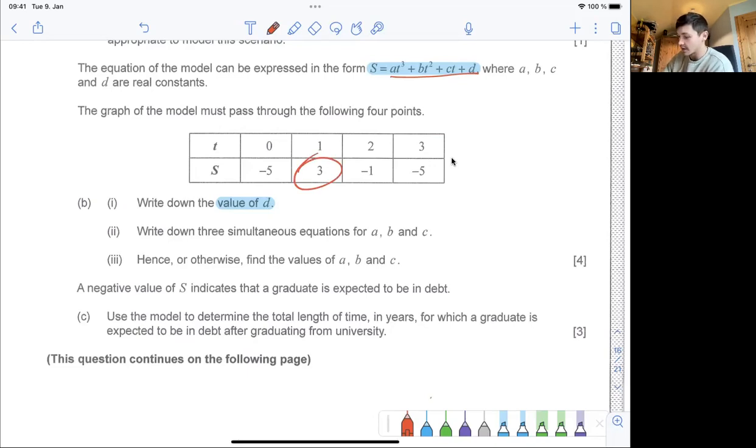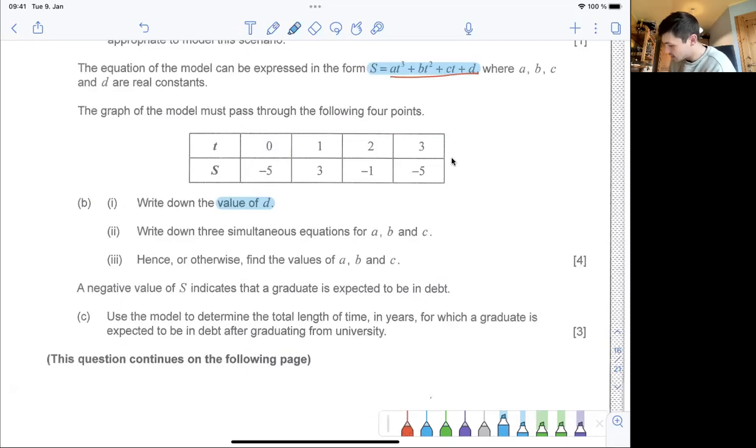So that could be our first one. And then subsequently, we're going to substitute 2 in for T in each part here, and then get a different coefficient for A, B, and C, and that's going to equal -1. And then we're going to substitute in T is equal to 3 into our model, and then we're going to get again a different coefficient for A, B, and C, and that is going to equal -5. All right, let's go do that.